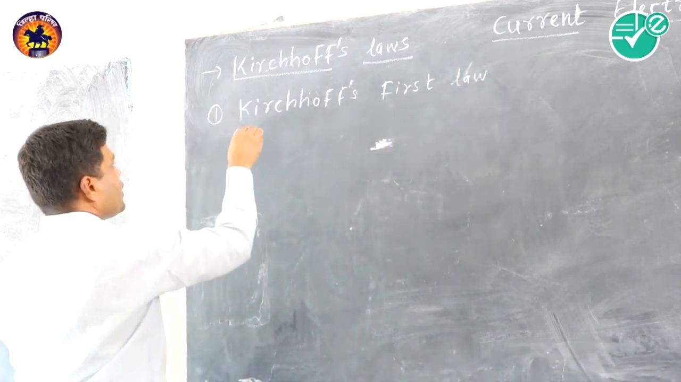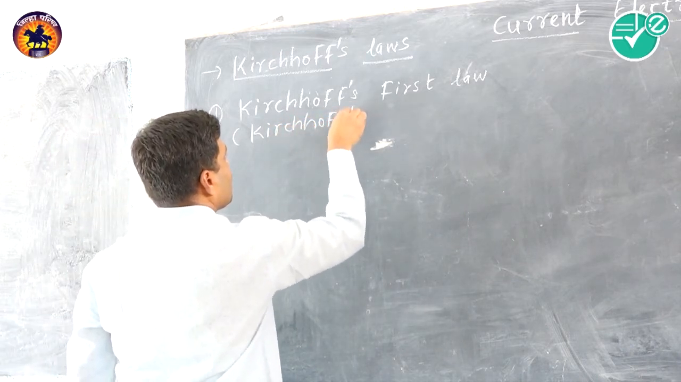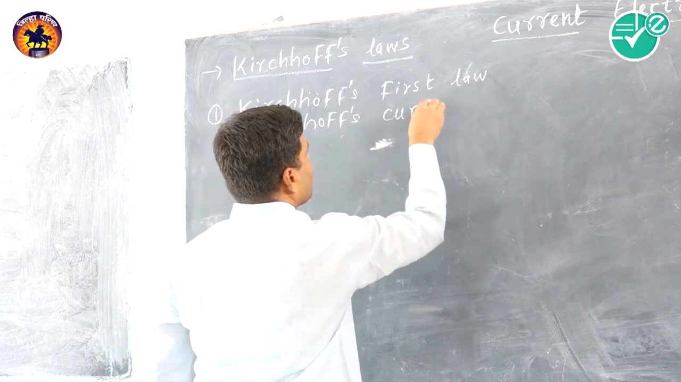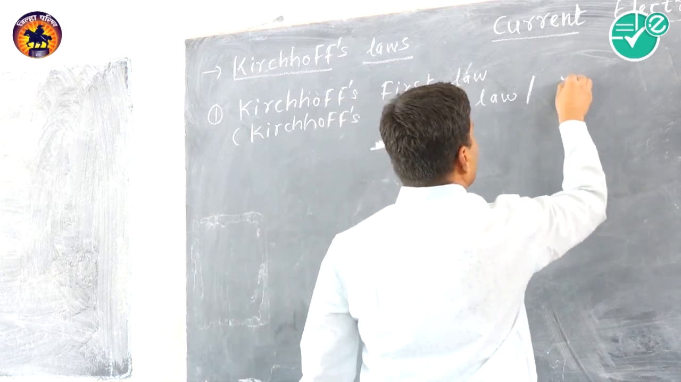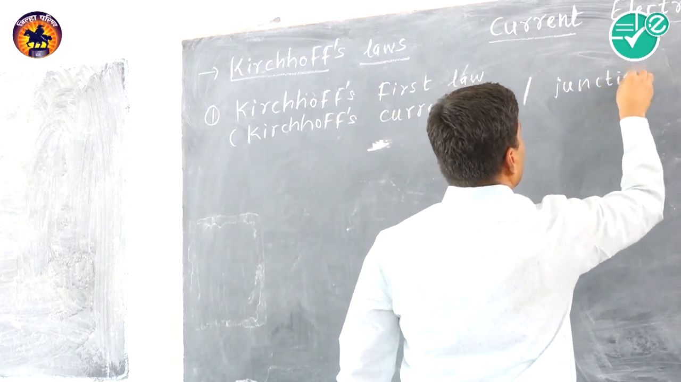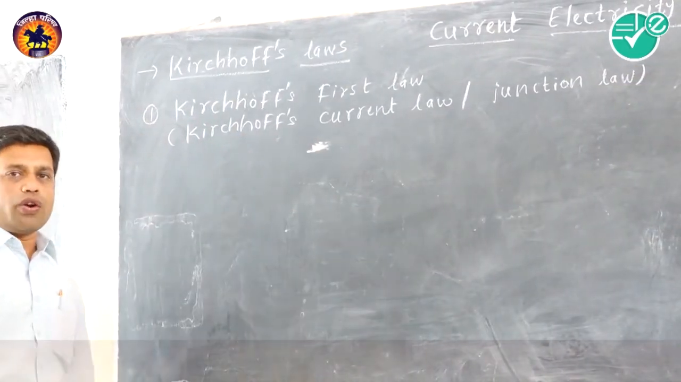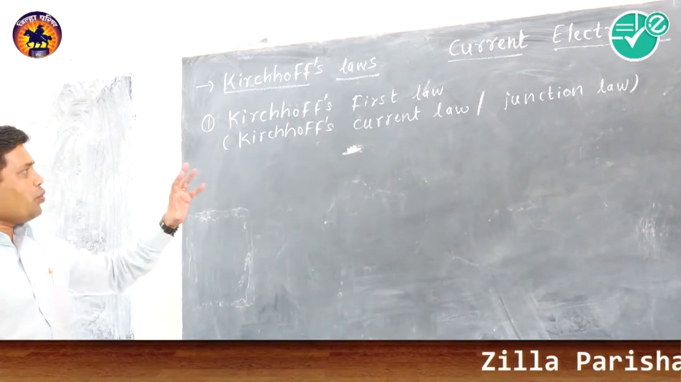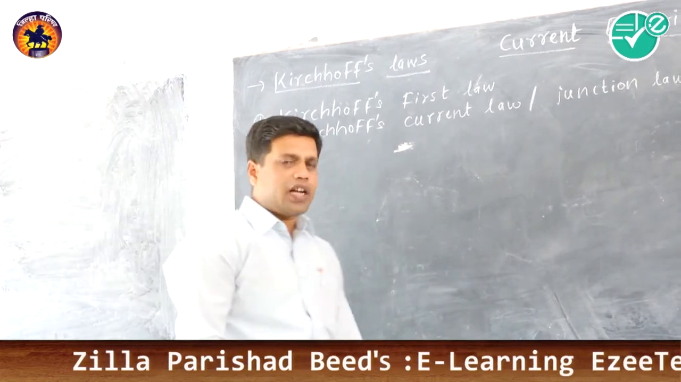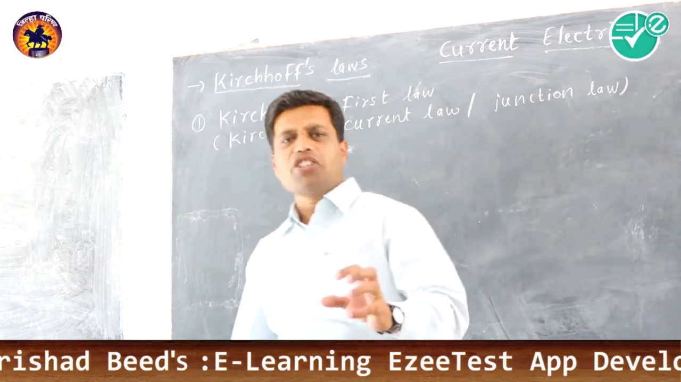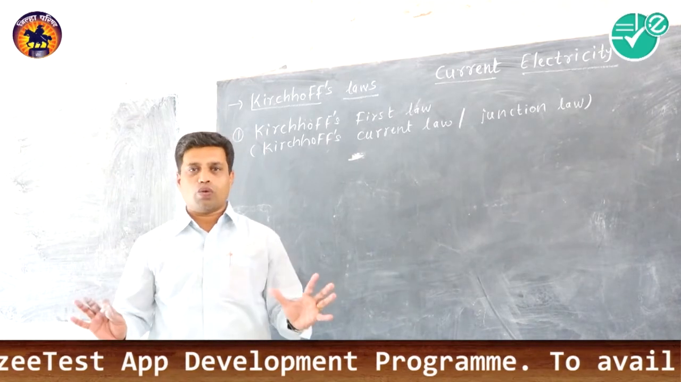It is also called Kirchhoff's current law or junction law. It is a very easy law to understand. According to this law, Kirchhoff's first law, or current law, or junction law, it states that the algebraic sum of current at any junction in a given electric network is equal to 0.